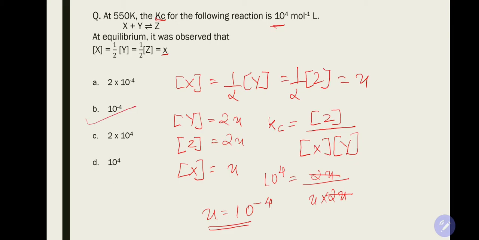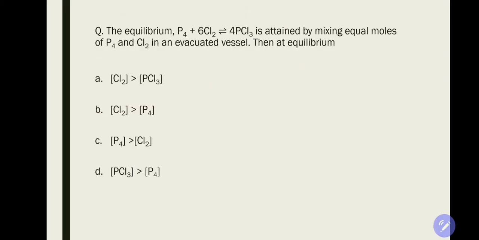Okay, now let's proceed towards the next question. The question is, the equilibrium P4 plus 6Cl2 gives 4PCl3 is attained by mixing equal moles of P4 and Cl2 in an evacuated vessel, then at equilibrium. Now basically what they have said is that an equation, a reaction, is given to you.